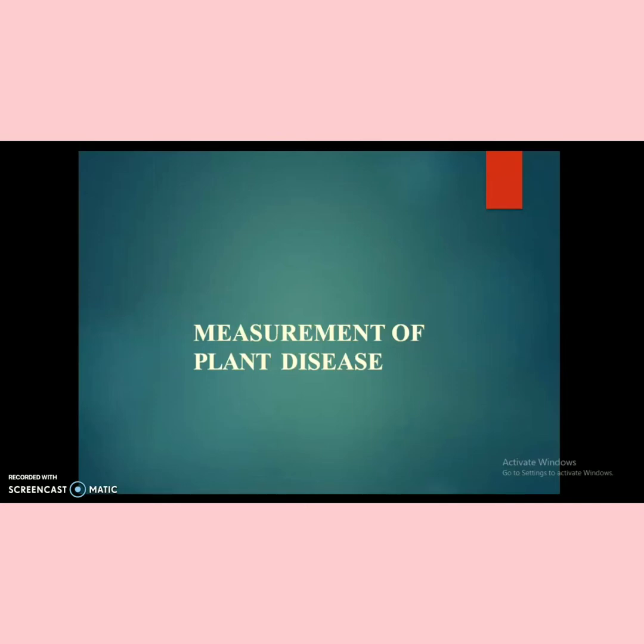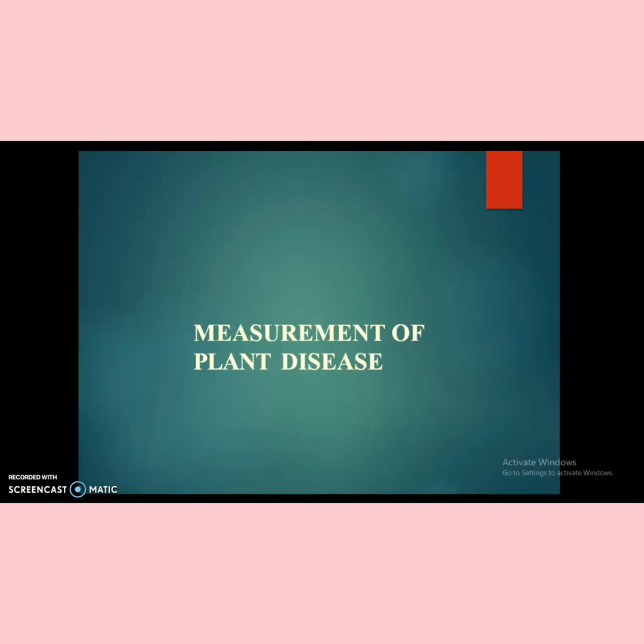Disease is a malfunctioning of host cells caused by continuous irritation by a pathogen, which results in the expression of symptoms. Symptoms in plants are expressed in two terms: one is localized symptom, another is systemic symptom. In case of localized symptom, if a symptom is confined to a particular part of the plant, then it is known as localized symptom. Examples are leaf spots.